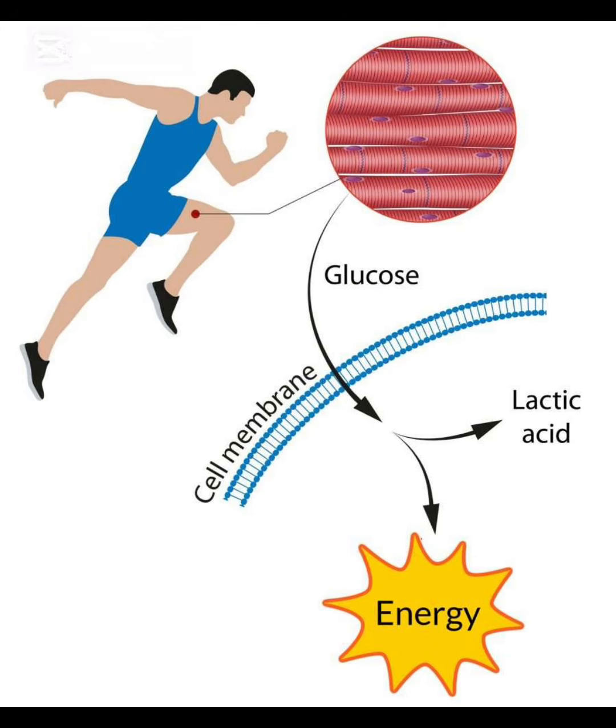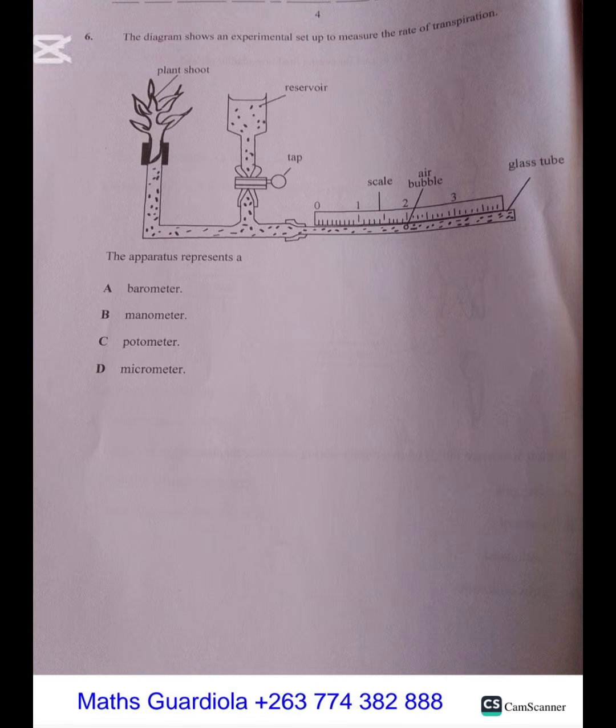during anaerobic respiration, when the body doesn't have enough oxygen to perform aerobic respiration. It is going to switch to anaerobic respiration, which produces lactic acid as a byproduct, leading to a build-up in muscles during intense exercise. So we are going to select C as our answer on number 5. Let us proceed to number 6.